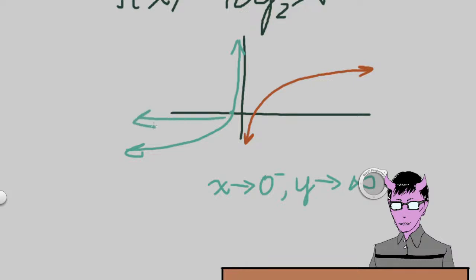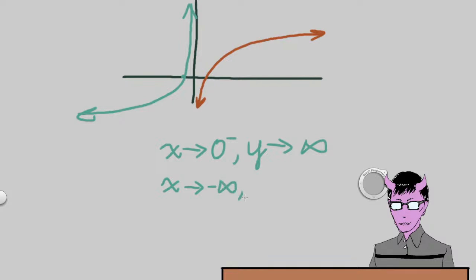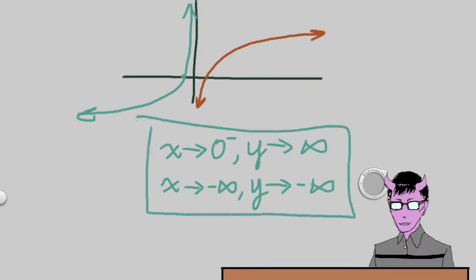As x values get smaller and smaller, what happens to our y values? The y values also get smaller. And thus we can summarize the end behaviors like this.